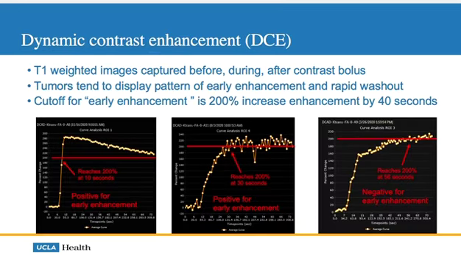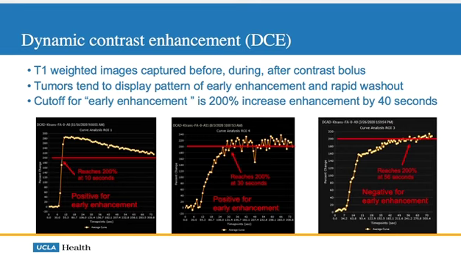So let's go on to the final sequence that is relevant, and those are the dynamic contrast enhancement images. And again, it's a little bit like a washout on CT. They're basically looking at the degree of enhancement during a contrast bolus, before the bolus, during the bolus, and after the bolus. And tumors, cancers of the prostate, tend to display a pattern of early enhancement and rapid washout.